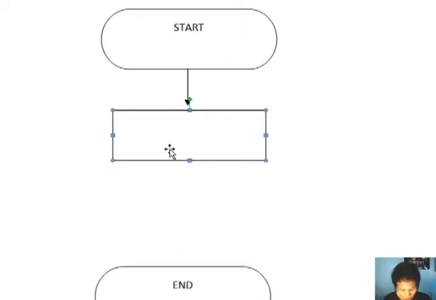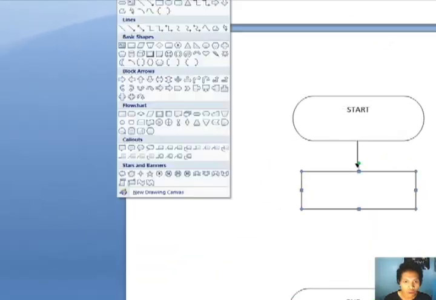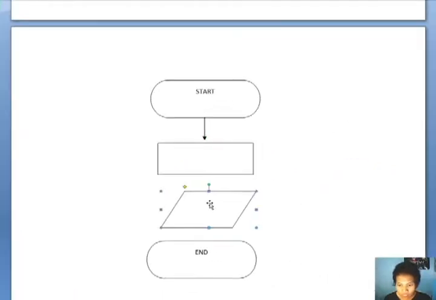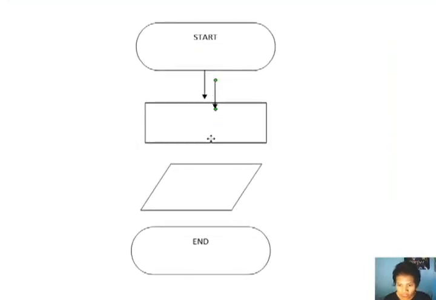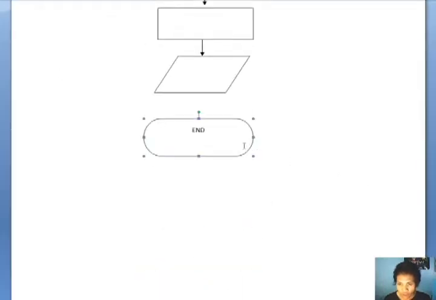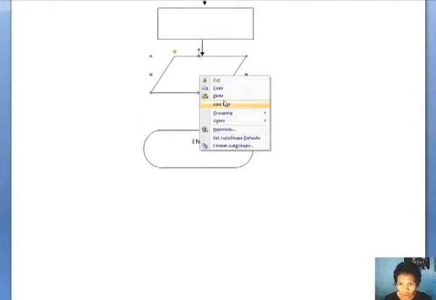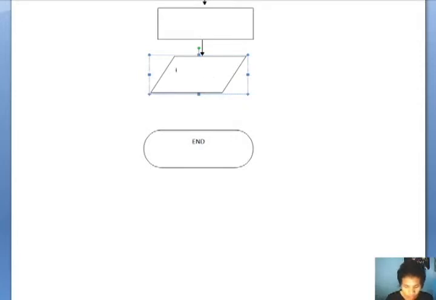When inputting something, we insert the symbol for input and output. It's a parallelogram. This is now our symbol. So we should put flow lines here. And this is now our input and output shape.